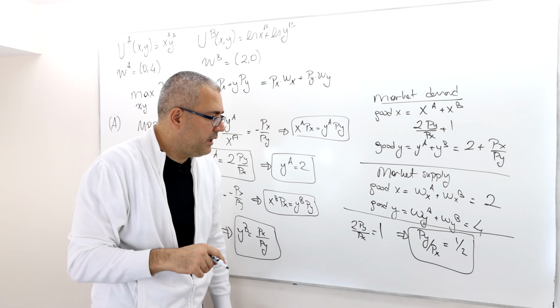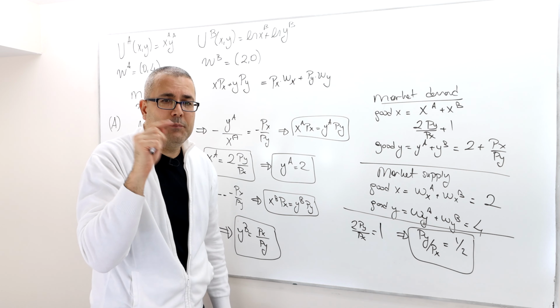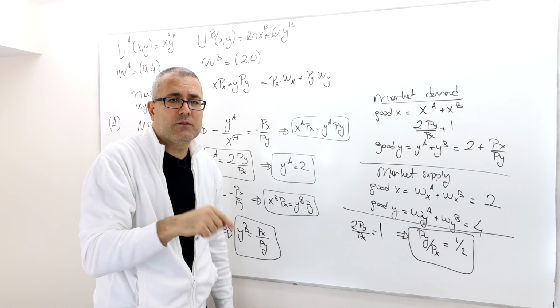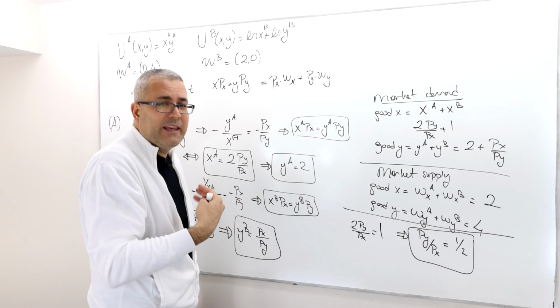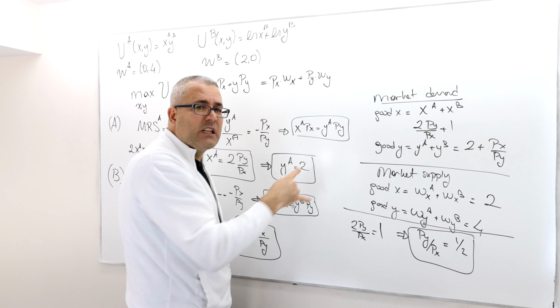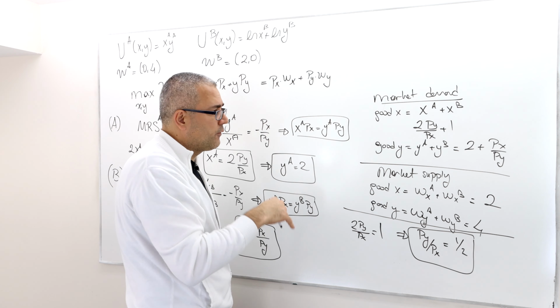Can I calculate a specific px or py value? No, it's just a ratio. Py over px must be 1/2. All right, let's see what I can get when I clear the market for good Y.